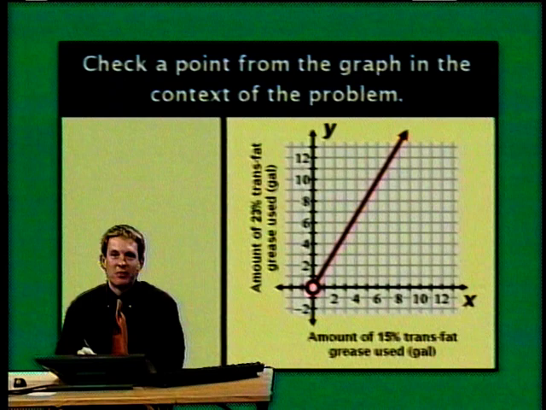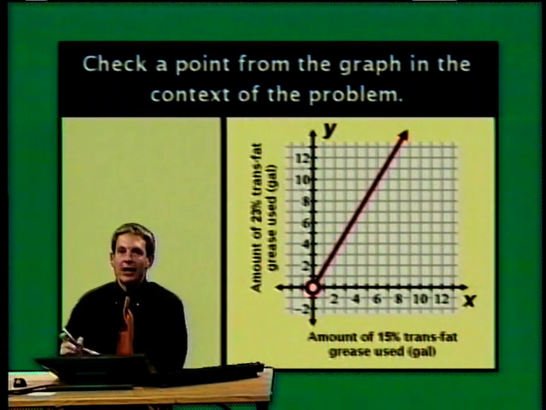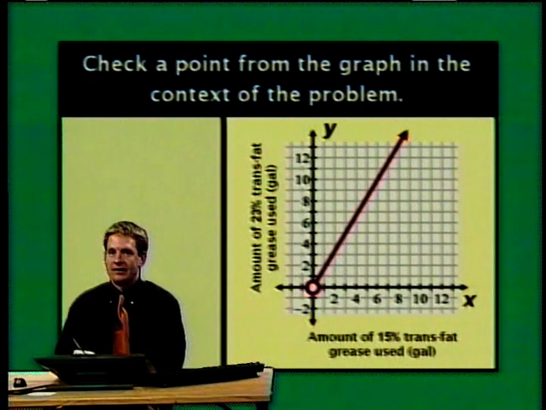I've gone ahead and produced a graph of this equation, so I guess I probably did anticipate that it was going to turn into y equals 5/3 x. Let's check a point from the graph, but let's check it in the context of the problem.